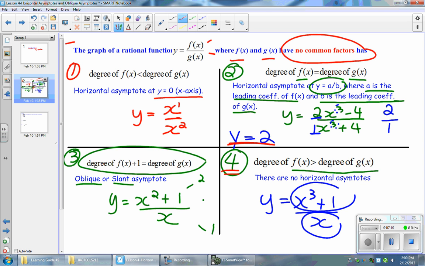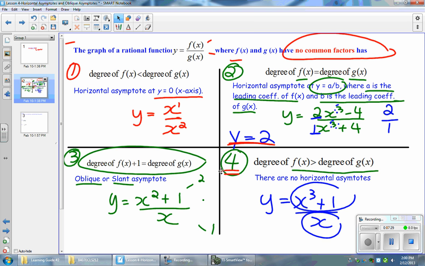Just one thing I'm going to stress before I close this lesson: before you apply any of these scenarios, you have to make sure that your function has no common factors, so it's fully factored. That's my little introduction to horizontal and slant asymptotes.